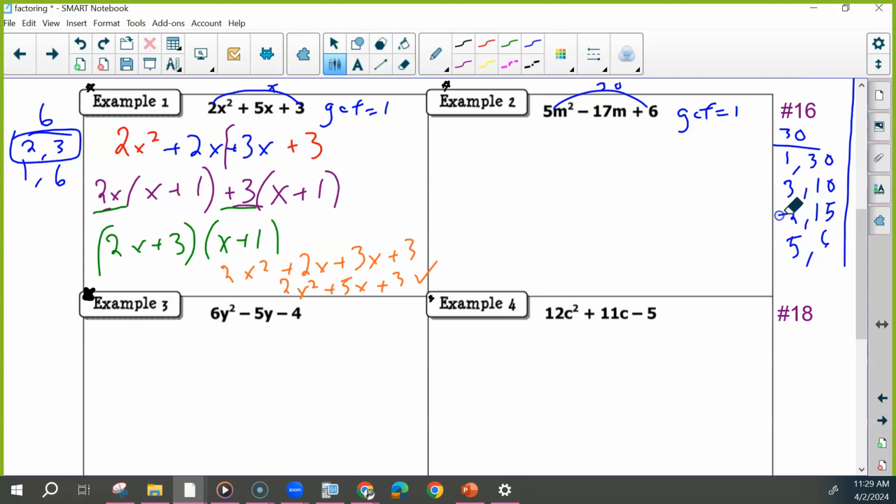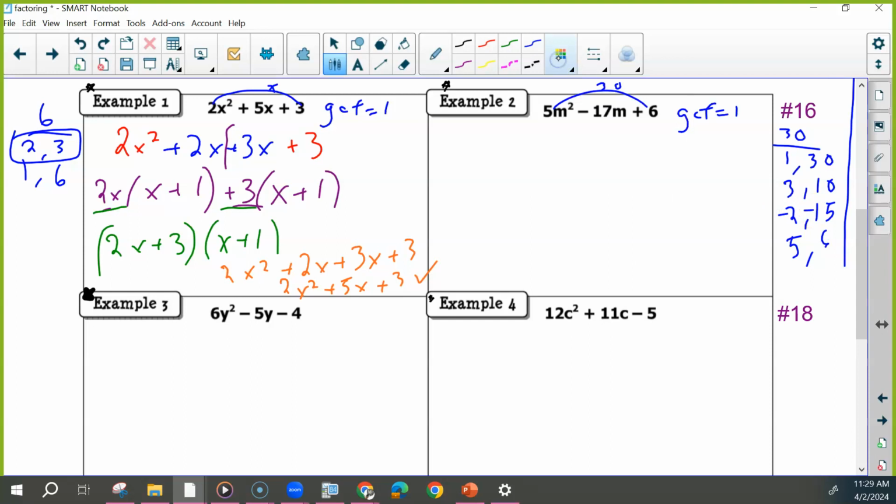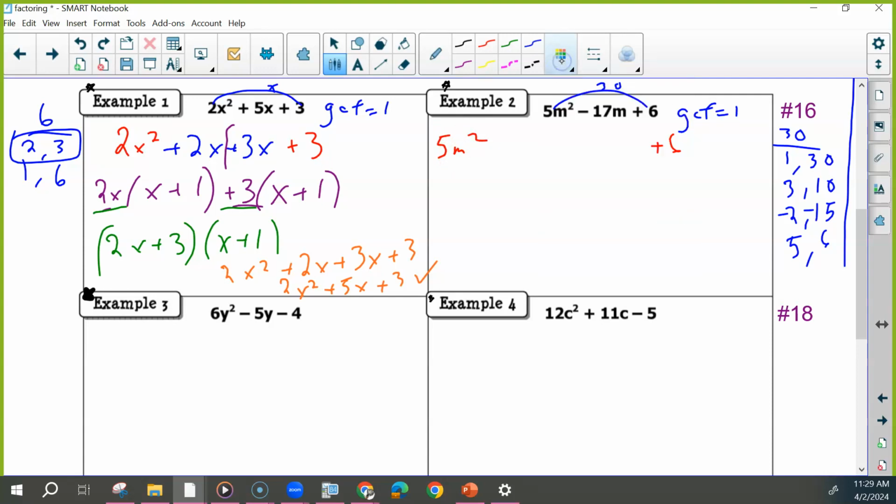So then rewrite this. First and last stay the same. 5m squared. I'm just going to leave some space. Write my plus 6. It doesn't matter the order, but I know that 5 goes into 15, so I'm going to put those together. But if you don't do that, you'll still end up with the same thing. Split that down the middle.